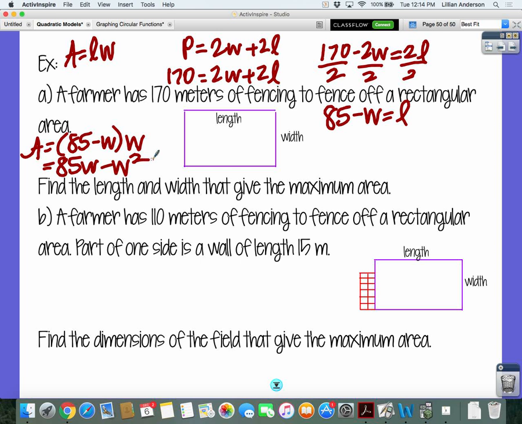So this is where I was talking about, where you would use the vertex, but this time you're just looking for the x-coordinate of the vertex, because that's going to represent W. The x-coordinate of the vertex tells you basically what width is going to actually give you your maximum area. So negative B over 2A, what is that? 42.5. So your width has to be 42.5 meters. How do you find your length?